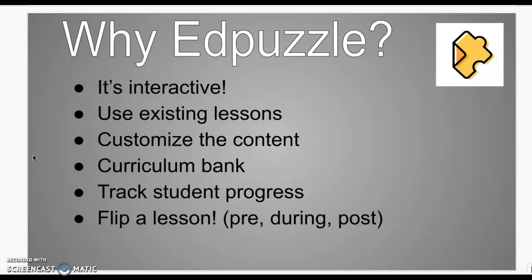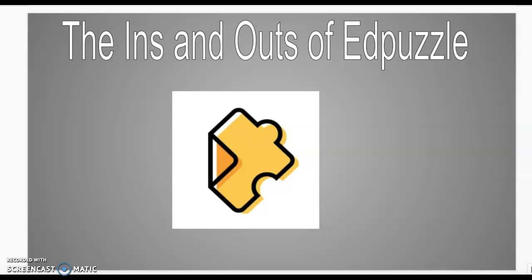Another thing that I like in the classroom is that you can track the student progress. You can see how long they watched each portion of the video. You can see what they got right, what they got wrong. You can make comments right in the video for them, in their feedback. And you can see how many times they watched it. So it's really good for some differentiation and to get some small group instruction from that. And like I said, you could flip a lesson before a lesson, during a lesson, and at the end of a lesson. So, the ins and outs of Edpuzzle.